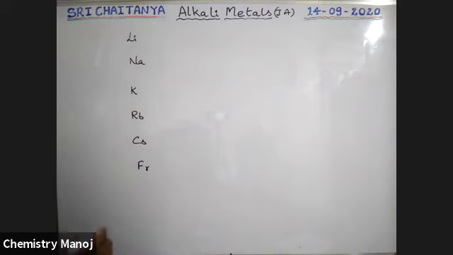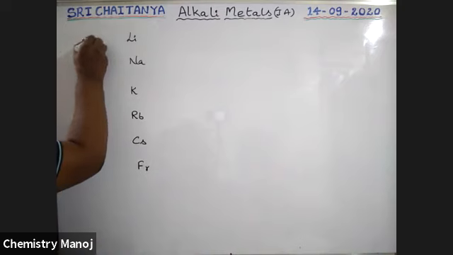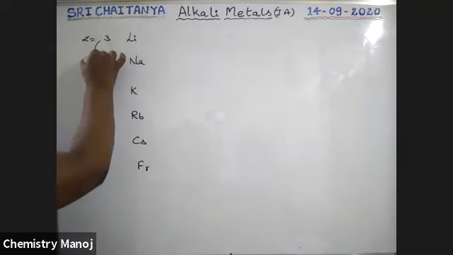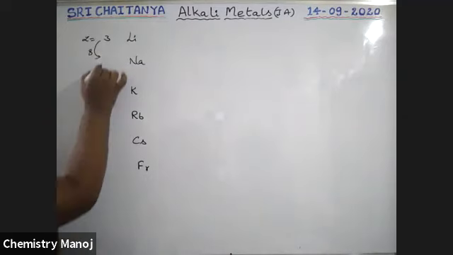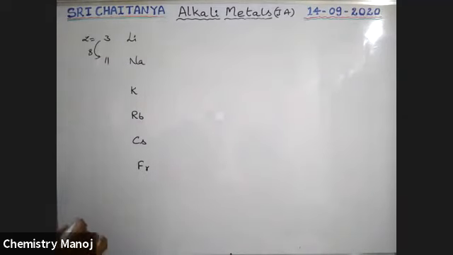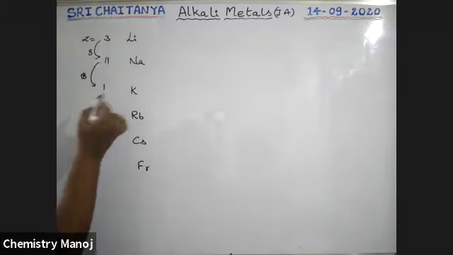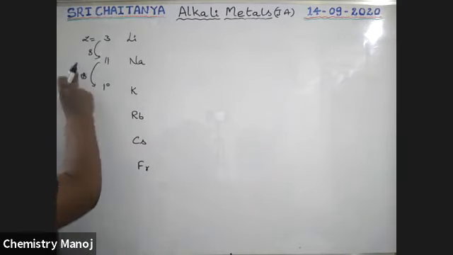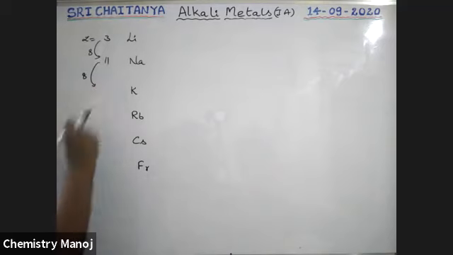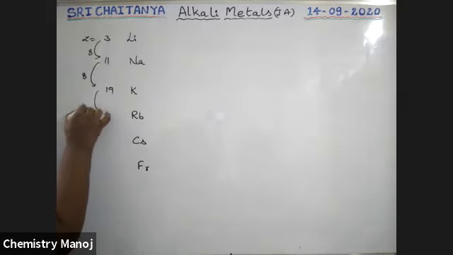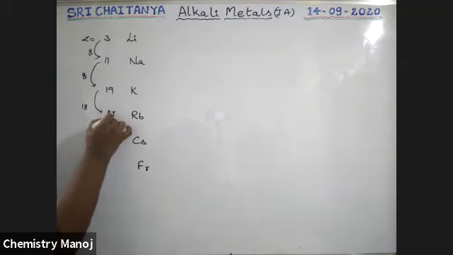Now, the atomic numbers of these elements: Z is equal to 3 for lithium. Just don't memorize it, add 8. So 11 is the atomic number for sodium. Not only here, in every group you should follow this. Next, the atomic number of potassium: 11 plus 8 is 19. Then for rubidium, add 18: 19 plus 18 is 37.